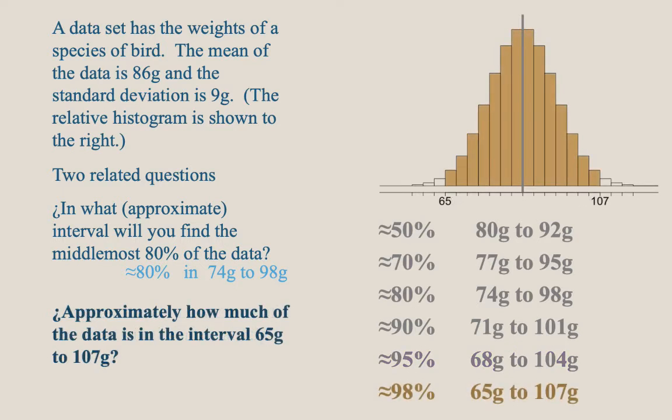And last but not least, if we go another 1/3 above and below, that gives us 7/3 of a standard deviation below the mean, 7/3 of a standard deviation above the mean, ranging from 65 to 107. The count by thirds rule says that about 98% of the data falls within 7/3 of a standard deviation above and below the mean. And that answers our second question: approximately how much of the data is in the interval 65 to 107? In this case, it would be about 98%.